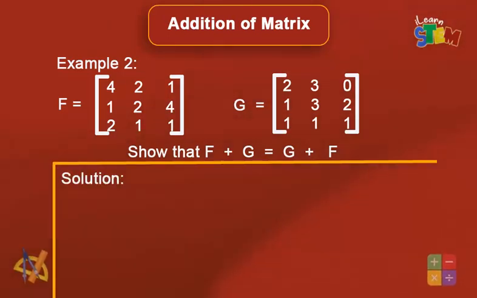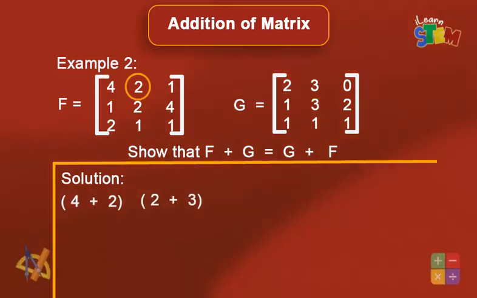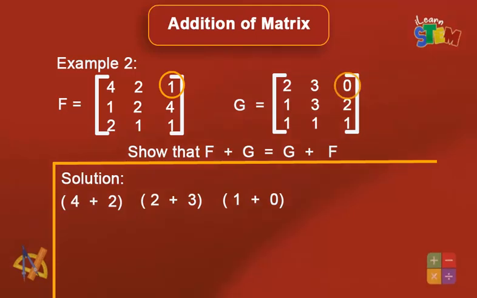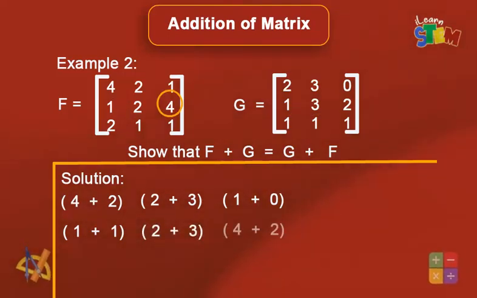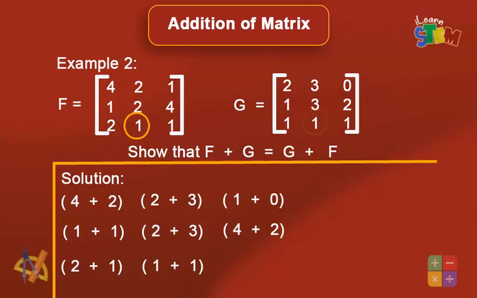Solution. Like we did in the first example, we add corresponding numbers together, that is, numbers in the same rows and columns. Now, combining corresponding numbers in the first row, we have 4 plus 2, 2 plus 3, 1 plus 0. In the second row, 1 plus 1, 2 plus 3, 4 plus 2. In the last row, we have 2 plus 1, 1 plus 1, 1 plus 1.